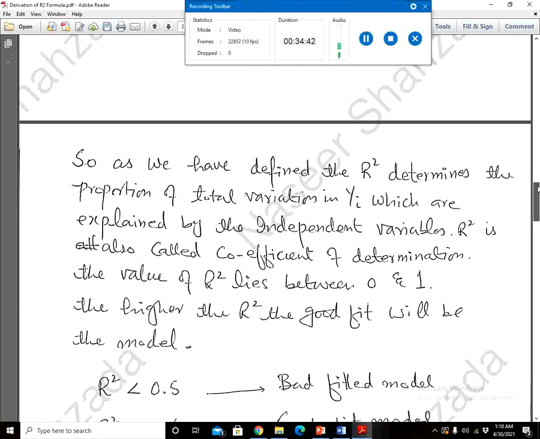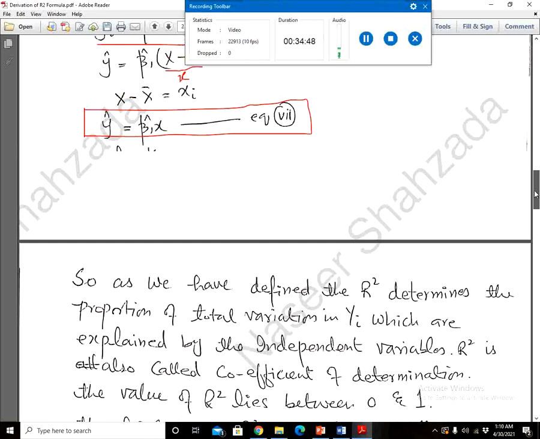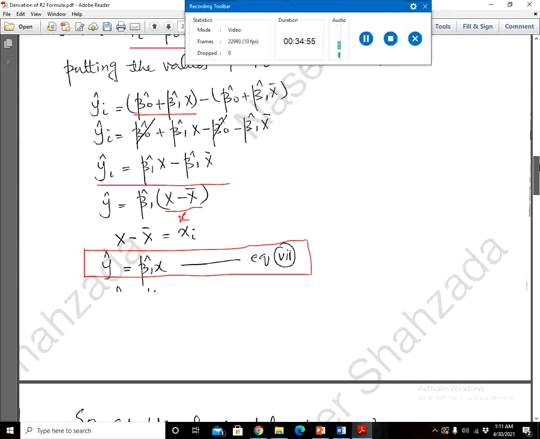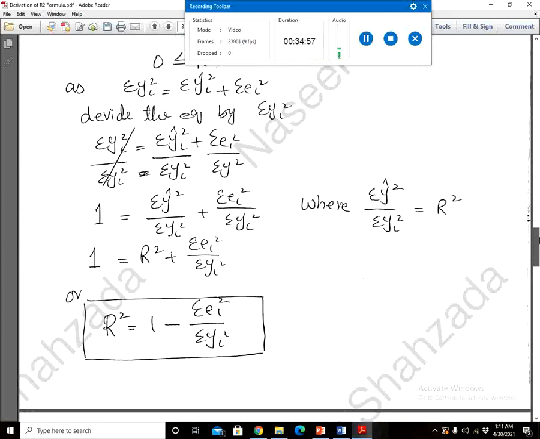And as we have defined, r square determines the proportion of total variation in y. No, this is not the page, sorry for that.